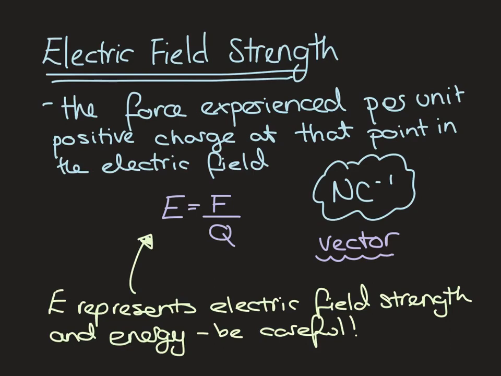Just as we saw before, electric field strength is a vector quantity. It's got magnitude and direction. And we are measuring it in newtons per coulomb.